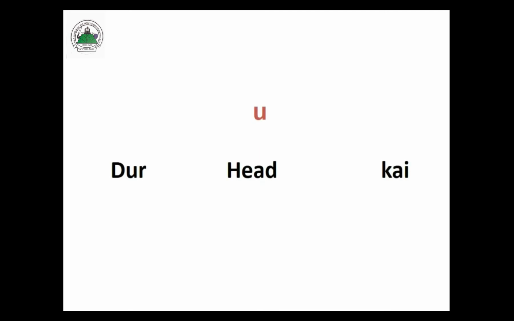The next vowel is pronounced U. It is pronounced U, as in the word dur. Dur, which means head in English, kai in Hausa. Now let's go for the word drill. Dur. Let's take away R. We have du, and when D is removed, we have U. So this is the vowel which is pronounced U.